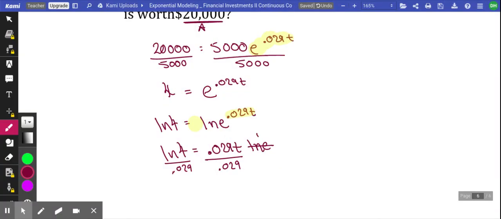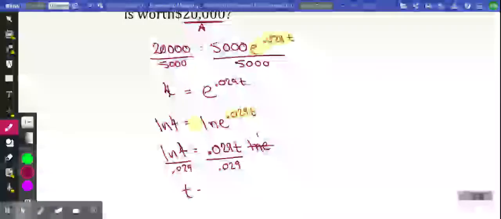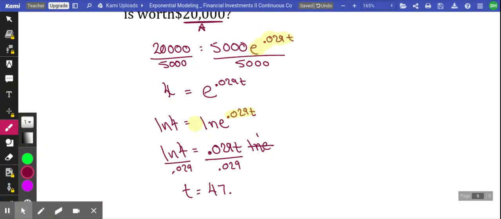So let's go natural log of 4 divided by 0.029. It's going to take some time. I got t equals 47.803 years. So that's a long time. You're like, man, I don't know if I've got 47 years.